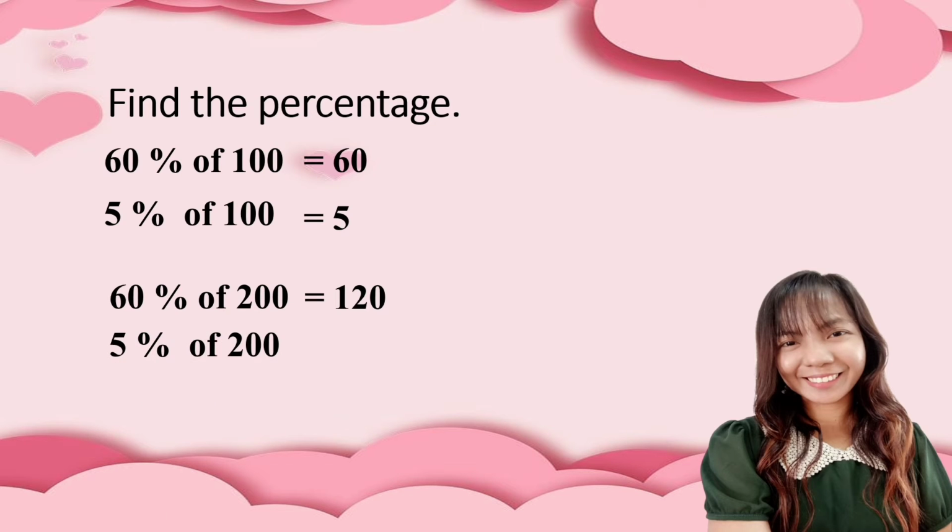5% of 200. So the 5% of 100 is 5. So here we have two 100s. So which means just times this by 2. So the answer is 10. So this is the example in getting percentage that you can solve mentally, if the number is 100 or by 100s.